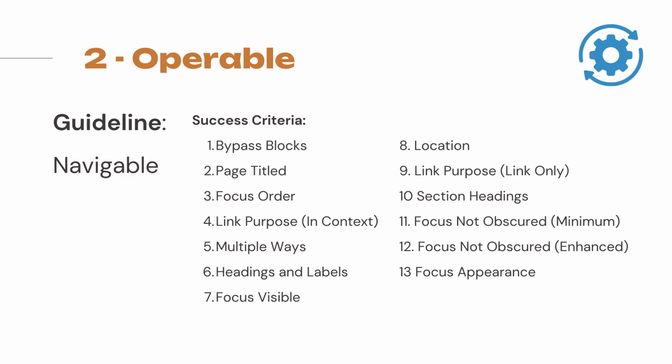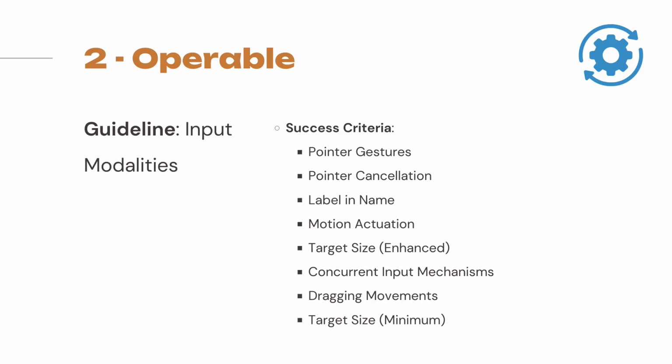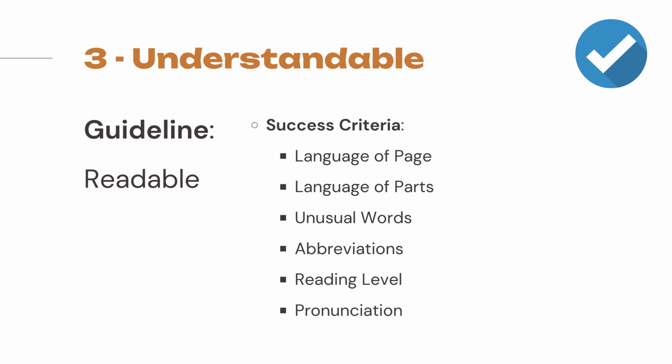Success criterion focus visible means that a keyboard focus indicator, usually a border, should be visible on the page when the keyboard is used. Input modalities is next, and its success criterion is label in name, which means the visible text for controls should match their accessible names. Next is principle 3, understandable. We start with readable. Success criterion language of page says that the language of a web page should be defined in its source code. This helps screen readers to read out the page correctly.